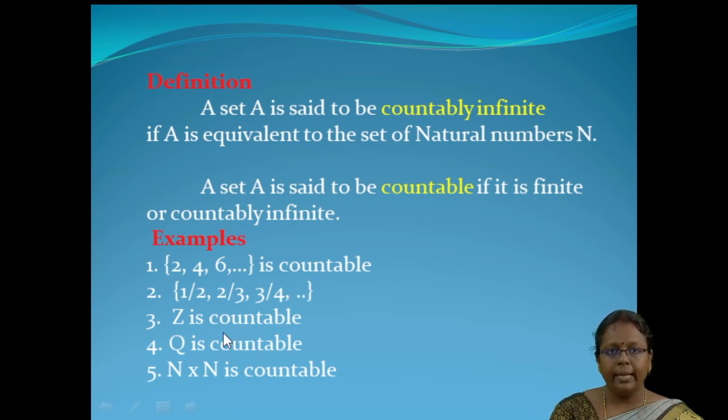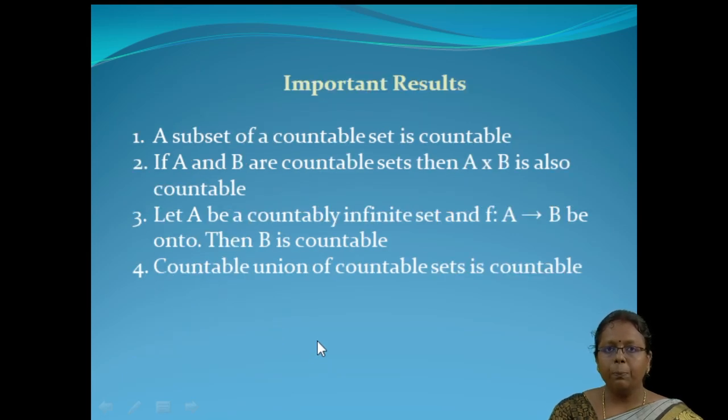Also, the set of all integers is countable. Q, the set of all rational numbers, is countable. N cross N is also countable. So these are the important results related to countable sets. A subset of a countable set is countable. If A and B are countable sets, then A cross B is also countable. Let A be a countably infinite set, and if f from A to B is onto, then B is countable. A countable union of countable sets is countable.